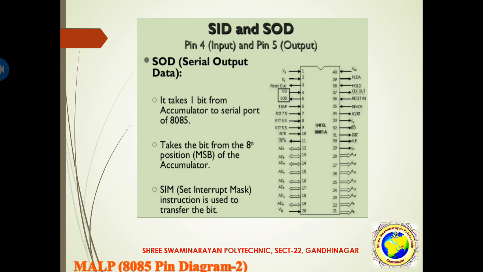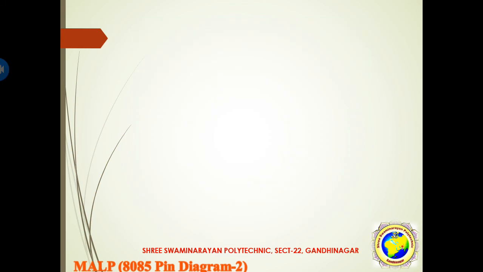So these are the RIM and SIM instructions. Here SIM is the set interrupt mask instruction, used to transfer the bit. So this is the minimum requirement to know about the SOD.